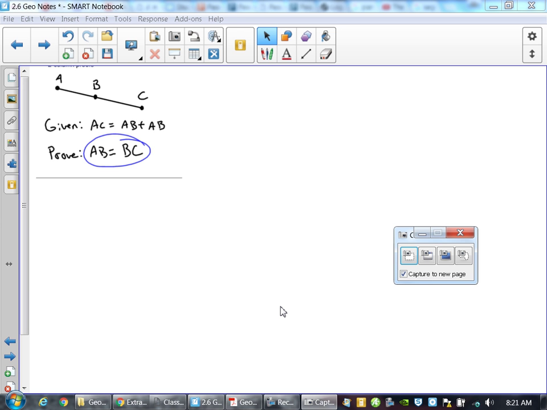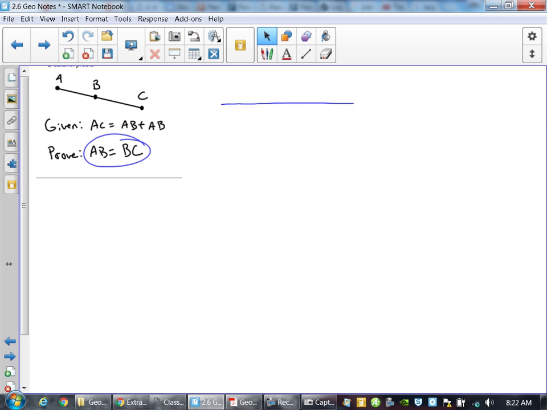Okay? Your given should be AB. Also, then we have to do this. So, how do you start a proof? What do you do first? The given. Very good. So we write down the given. AC equals AB plus AB. Write that in a box. This is an actual proof.